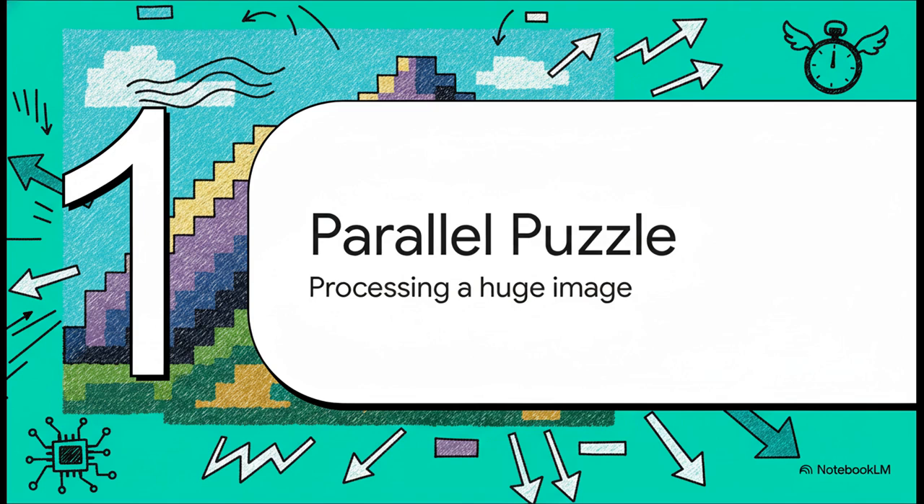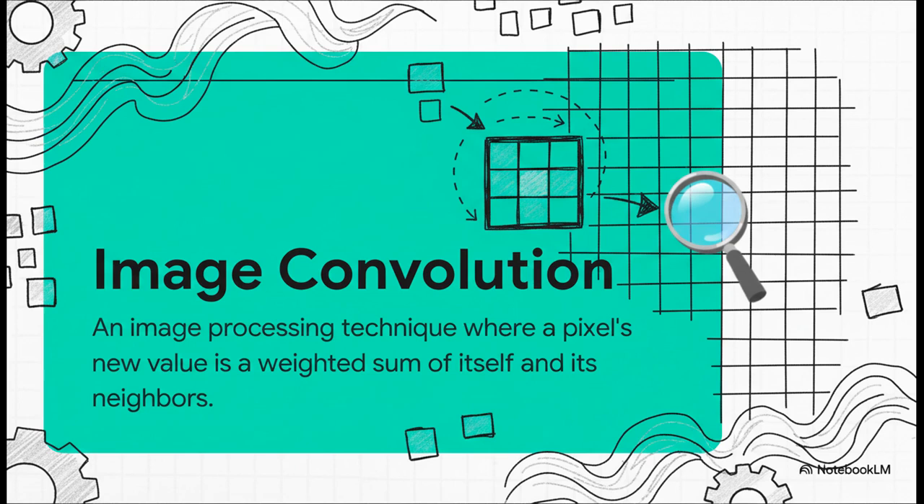Our puzzle for today is something you've probably seen a million times, processing a huge high-def image. We want to apply some kind of cool effect, like a blur or maybe an edge detection filter. And the key is we need to do it fast, like really fast. So the specific technique we're talking about is called image convolution. And all it really means is that to figure out the new color of any single pixel, you have to look at the pixels right next to it, its immediate neighbors. So if you're doing a blur, you might average all their colors together. For edge detection, you'd look for big, sharp differences.